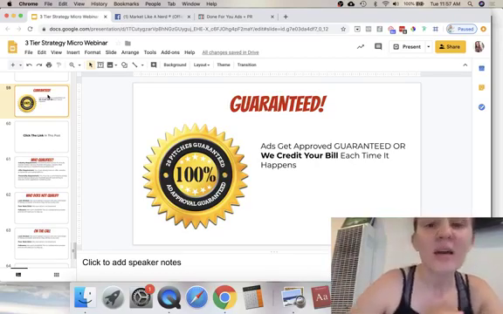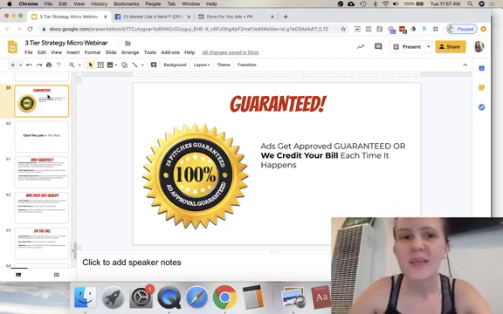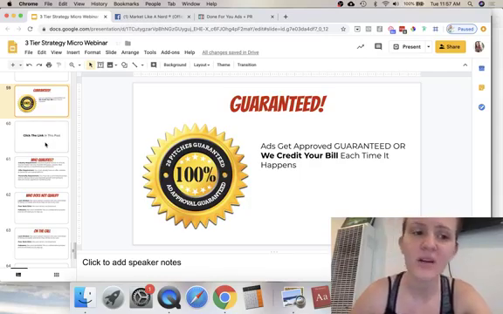So we actually guarantee that we are going to be a step above the competition, and if for some reason we fail, if for some reason an ad doesn't follow Facebook's policies and it gets disapproved, we're actually going to give you money. We're going to credit your account every time it happens.